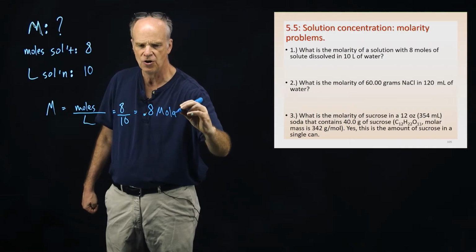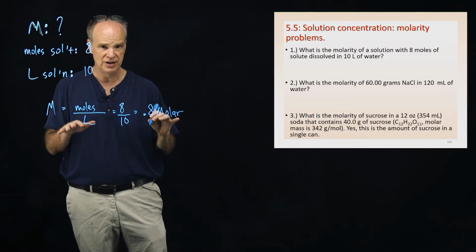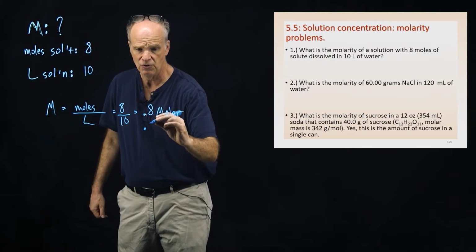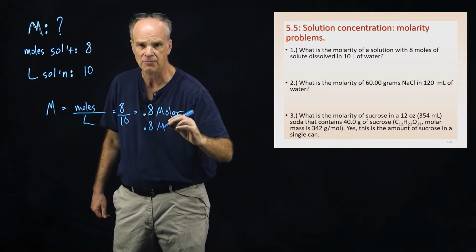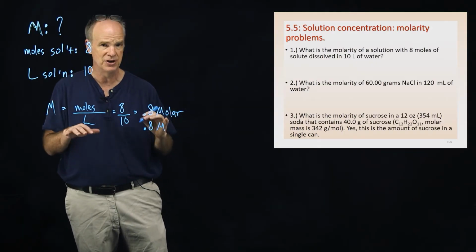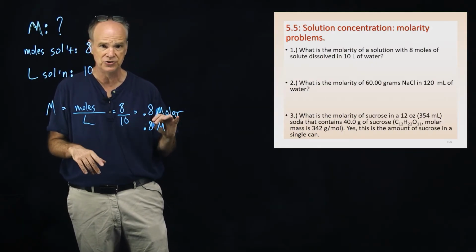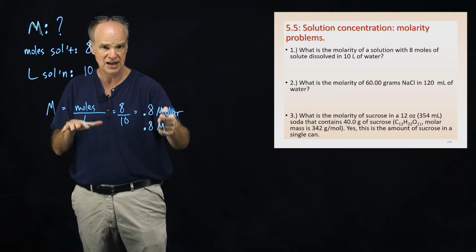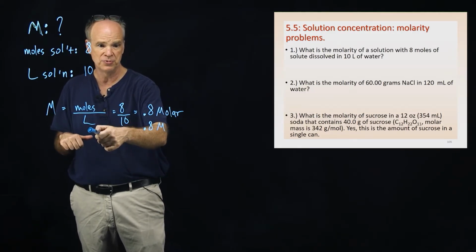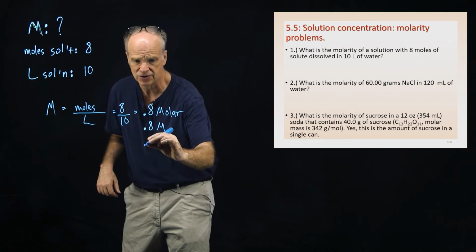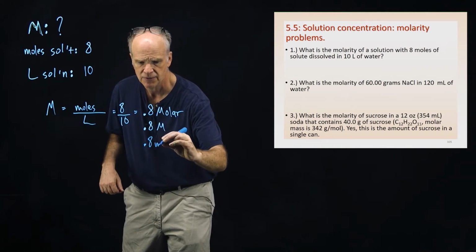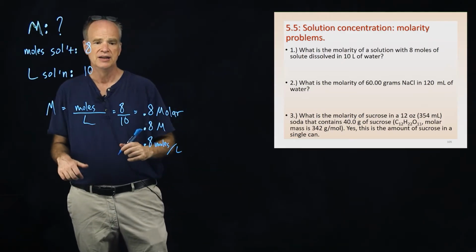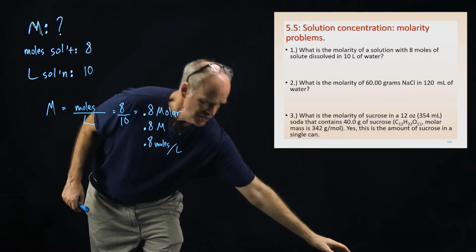So you can write out molar if you want. That will be the units we're going to use of concentration. Or you can write 0.8 capital M. That's another way to write it. But there's a third way which I want you to get used to. Remember, molarity, the molar concentration, is all just moles per liter. So you can also write correctly 0.8 moles per liter. And that would be perfectly fine. So let's move on to the next one.